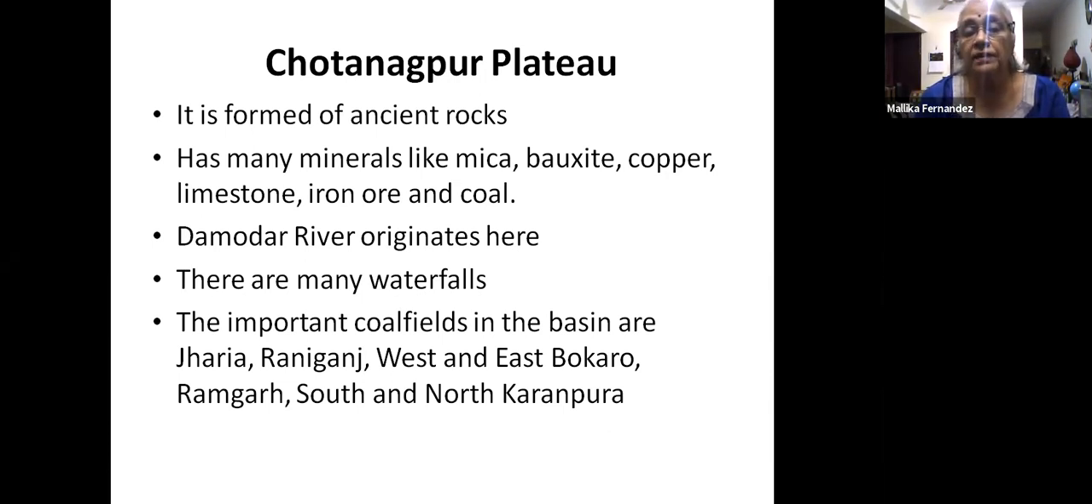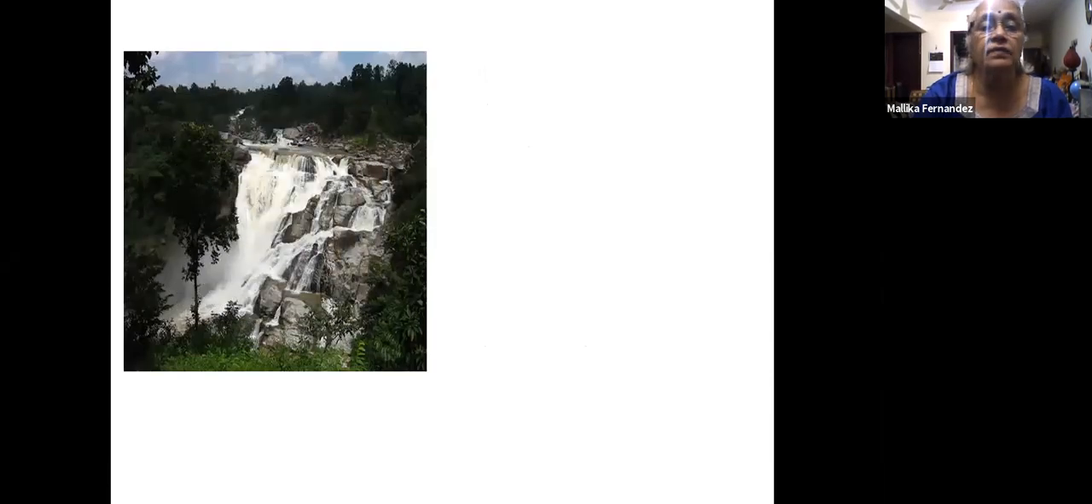It's a plateau belt, and you also have the Subarnarekha River flowing there, right? And along the Subarnarekha River are many of the iron and steel industries set up by the government of India, right? So that's the Chotanagpur Plateau. And here is where you have some pictures. You have these waterfalls, okay? And this is the Palama waterfall in Madhya Pradesh.